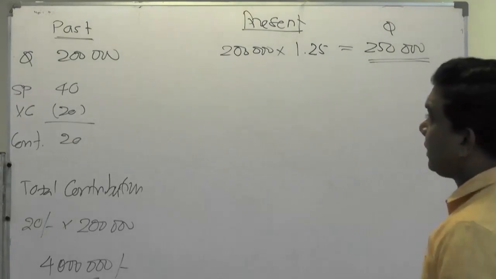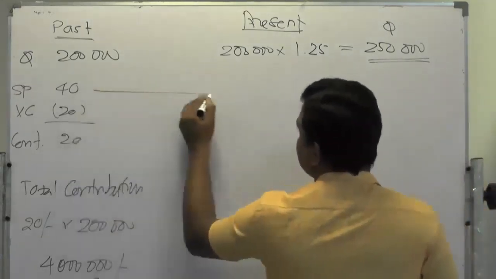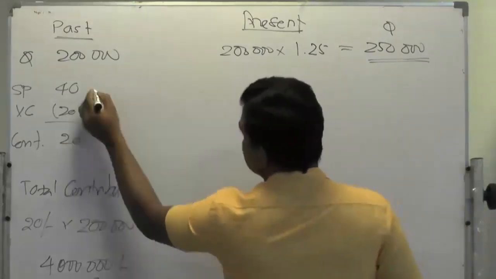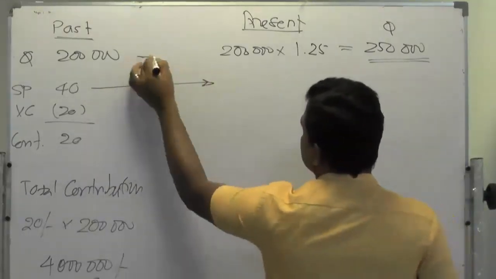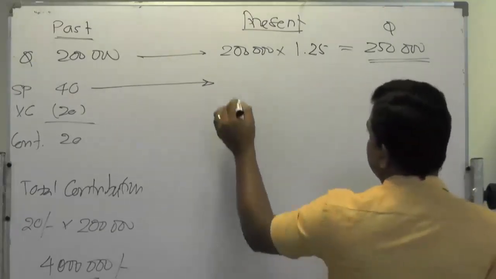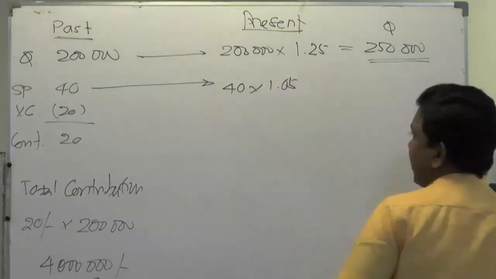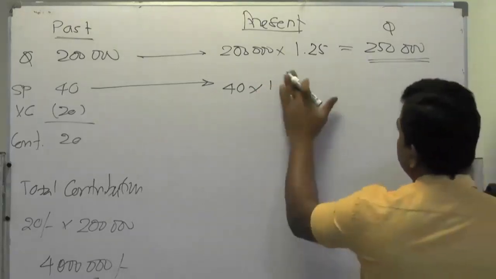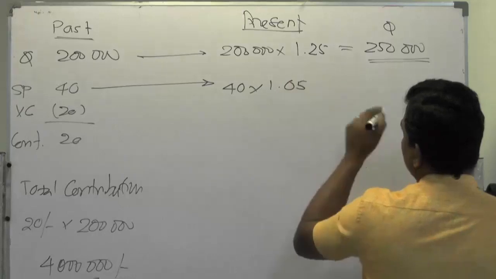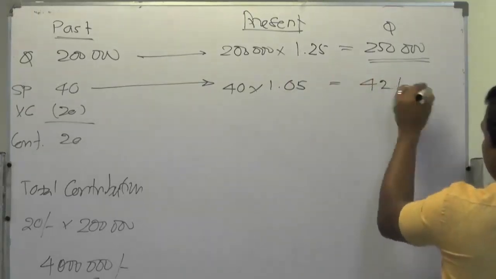Then they have mentioned selling price increased by 5%. This is the selling price, see, right? Selling price increased by how much? 5%. That is 40 multiplied by 1.05. When 40 is multiplied by 1.05, that will be 42 rupees.